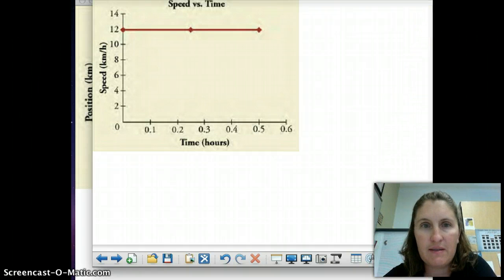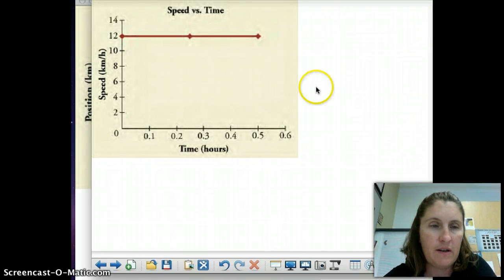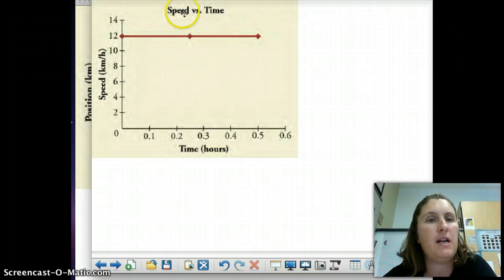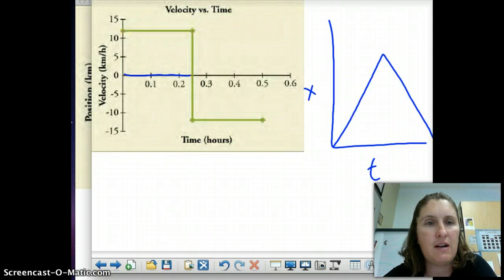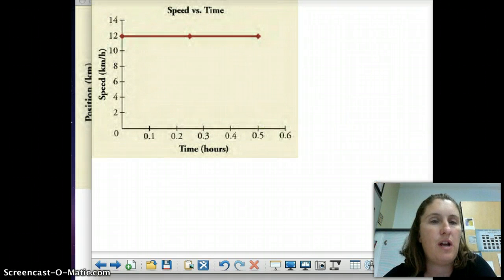Here we have a speed versus time graph. Why is it a straight line? Well, remember, speed is the magnitude of velocity. So if you have a positive 12 followed by a negative 12, even though that's different on a velocity graph, it's the same on a speed graph. So make sure you can, in your own words, tell me the difference between distance and displacement and speed and velocity.